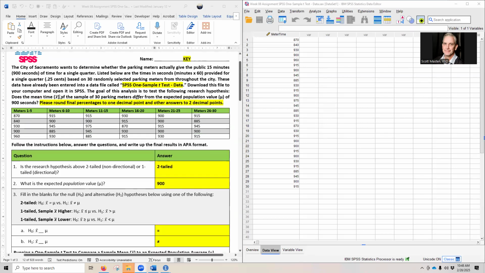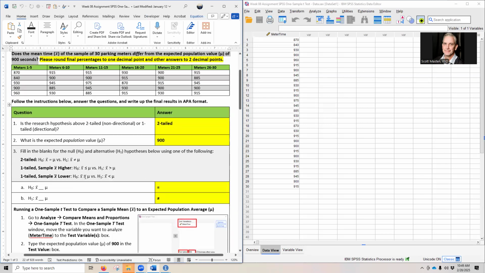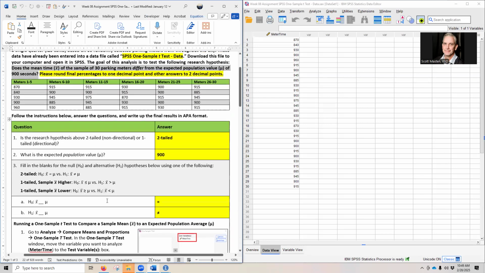The goal of this analysis is to test the following research hypothesis: does the mean of a sample of 30 parking meters differ from the expected population value of 900 seconds? So is the time different from 900 seconds, which is 15 minutes? Is the research hypothesis two-tailed or one-tailed? The answer is two-tailed. Why? Well, this "differ" means the hypothesis is supported if they rip you off on time or if they give you extra time. Because it's either direction, it is two-tailed. It doesn't specify just one of those tails, even though they probably rip you off, it'd be your guess.